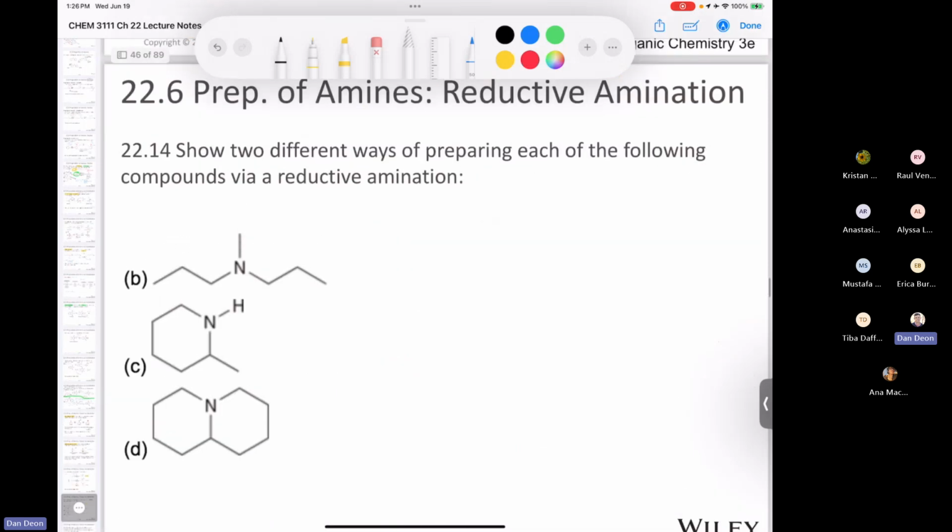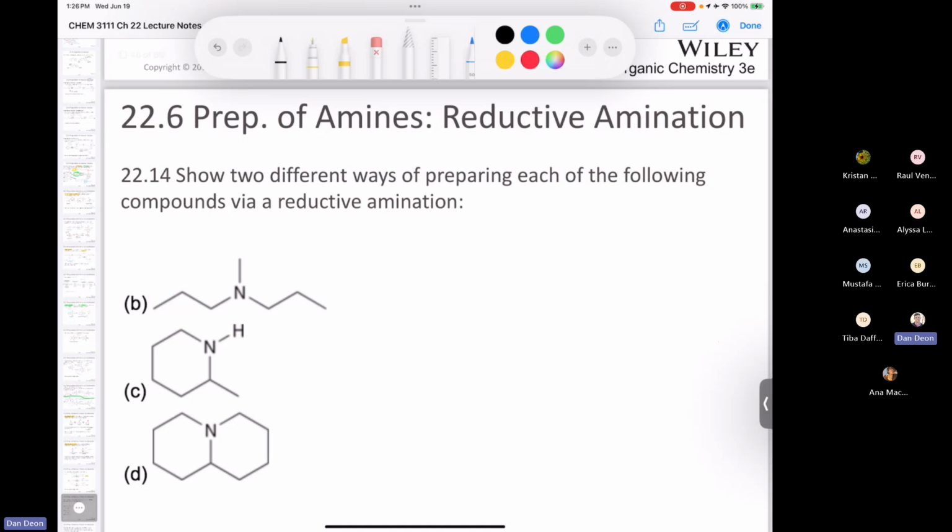So it says here, show 2 different ways of preparing each of the following compounds via a reductive amination. We don't have time to do all of these or the space to do all of these, but let's just solve the first one. And then we'll come back and look at another one, okay? But you see from the first one, you have, what would this be? Methyl dipropylamine is what you would call this compound. Methyl dipropylamine, or you could call it N-methyl N-propyl 1-propanamine. That would also be acceptable too. Either way is fine, okay?